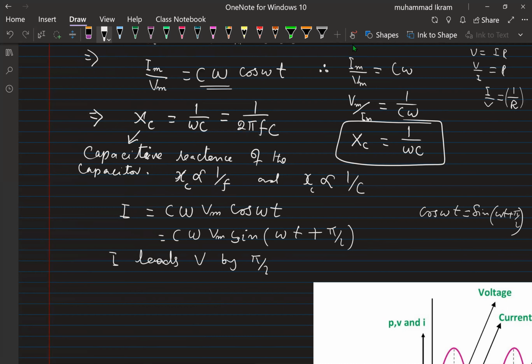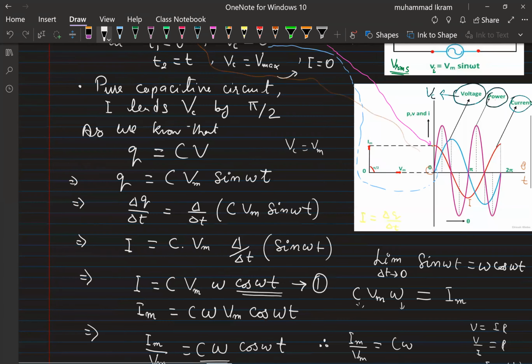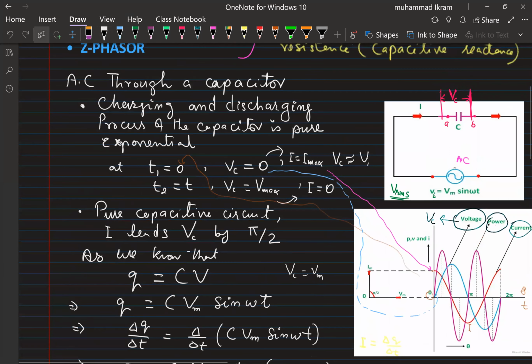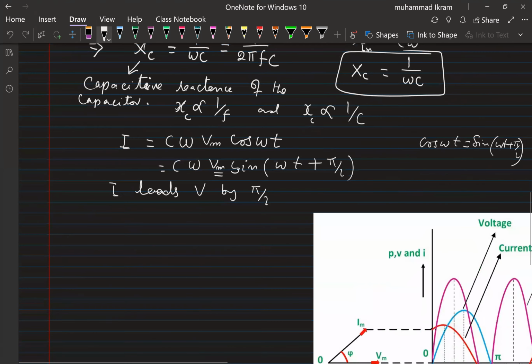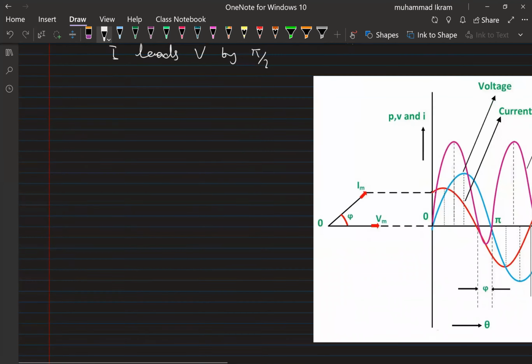Class, you should not confuse this Vm. This Vm is the maximum voltage across the capacitor, the maximum potential difference across the capacitance. It is not the source voltage. Clear?